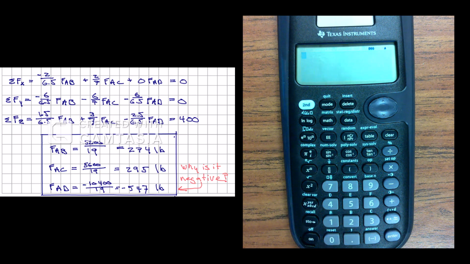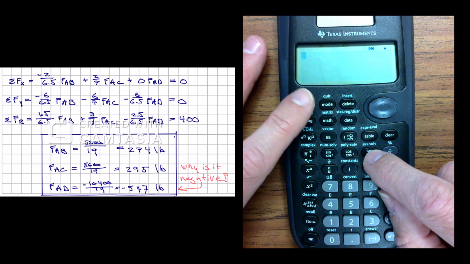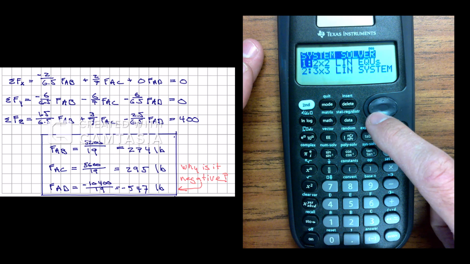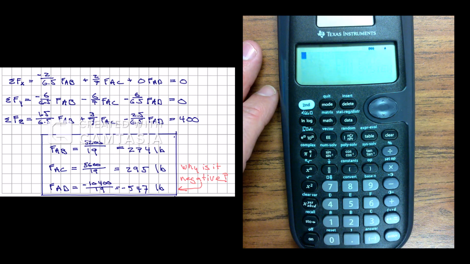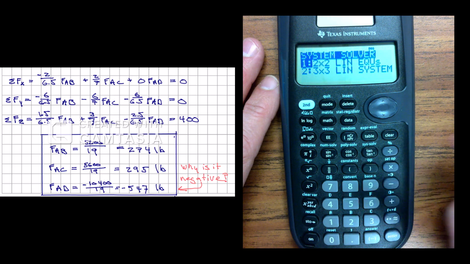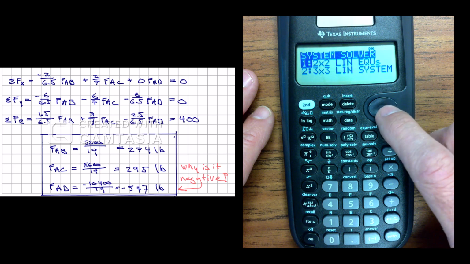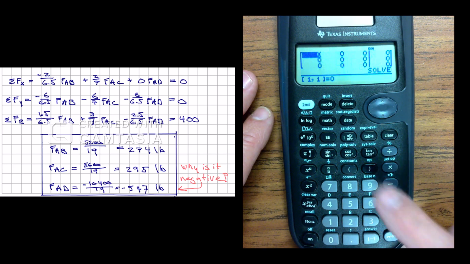Okay, so we're going to show you how to use the calculator to solve for three equations with three unknowns using the system solve here. To get that, we're just going to hit second and, right above tangent, hit system solve. This is three equations, three unknowns, so we're going to choose option 2 there.